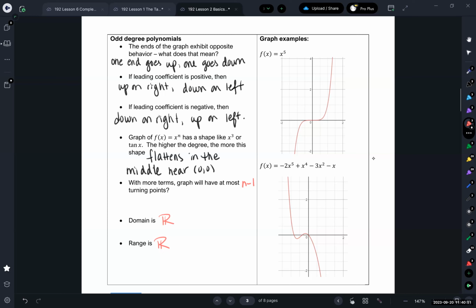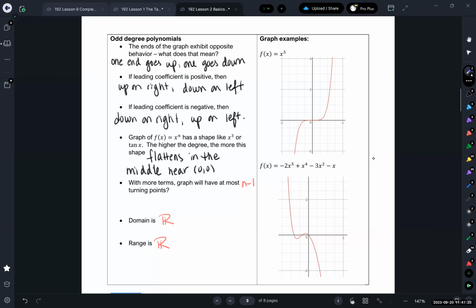So you can tell just from looking at a picture, like I said in the first set of examples, because this particular graph goes in opposite directions, one end is up and one end is down, it's definitely going to be an odd degree polynomial. You don't necessarily know the degree, but you know it's an odd degree. And again, because it's up on the left and down on the right, you know that the number in front of the highest powered term is going to be a negative.